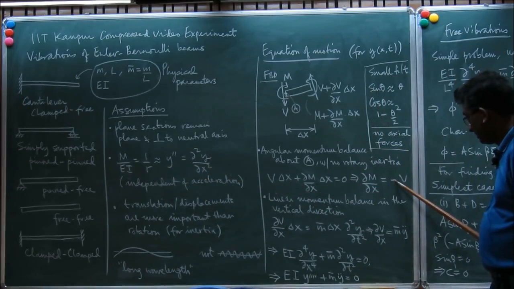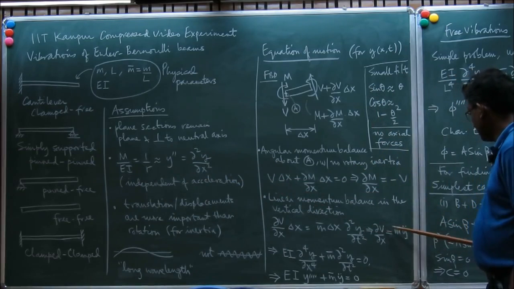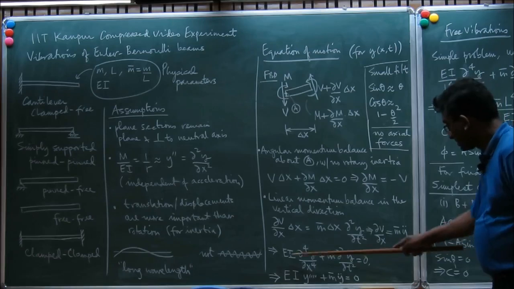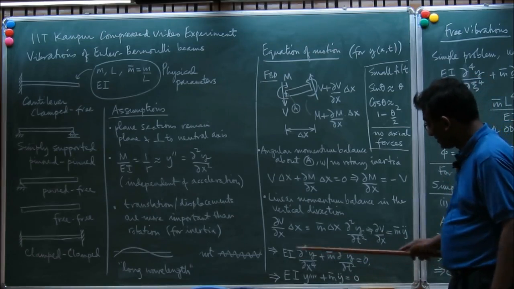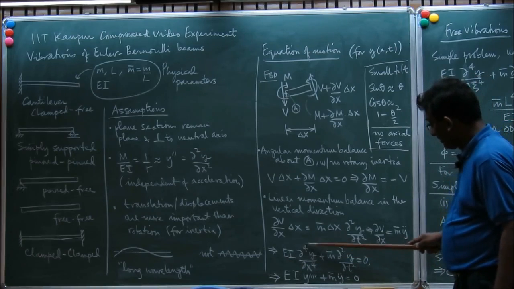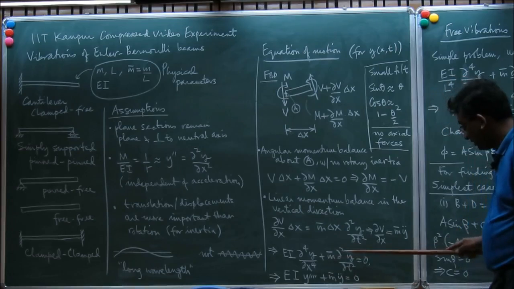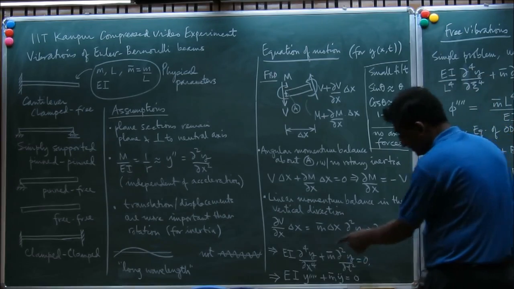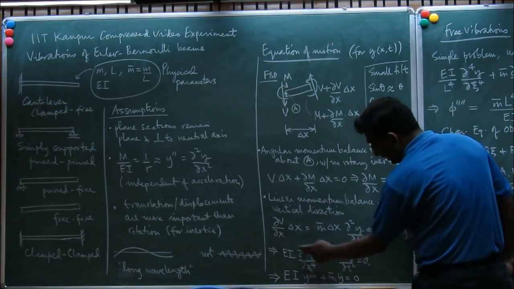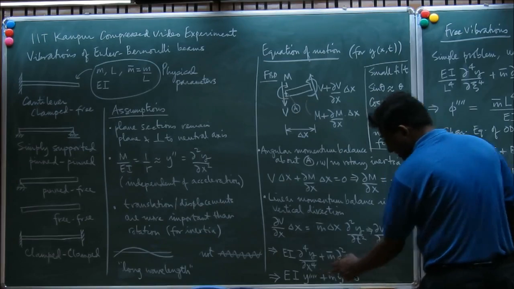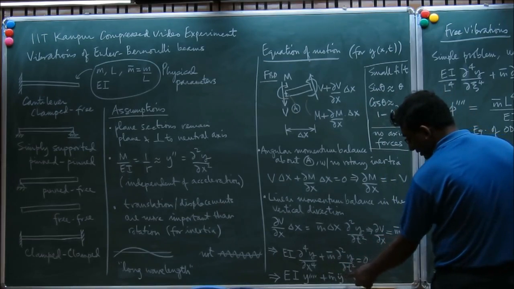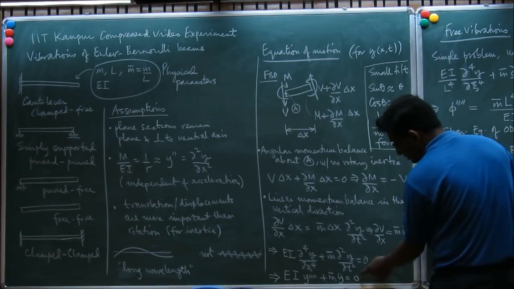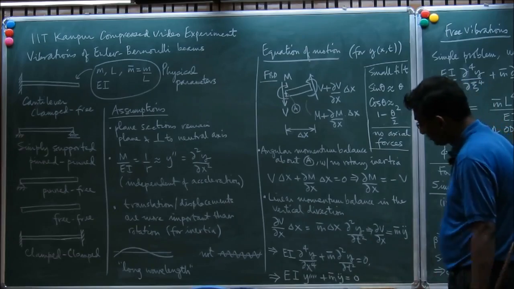There is a minus sign here and these two are on opposite sides. So we take them on the same side, the minus sign disappears, and we have EI, then ∂⁴y/∂x⁴ plus m bar ∂²y/∂t² is equal to 0, which we sometimes write as EI y'''' to indicate the spatial derivative, plus m bar y-double-dot to indicate the time derivative is equal to 0. This is the equation of motion for the beam.